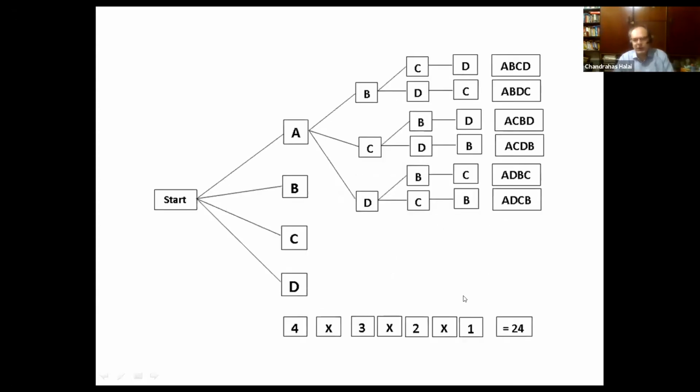Suppose I have 4 objects, A, B, C, D. So I can have 4 options for the first position, 3 options for the second position, 2 options for the third position, and only 1 option for the fourth position. So I can arrange 4 objects in 4 times 3 times 2 times 1. That is 24 different ways. So if I have 4 different objects, I can arrange them in 24 different ways.